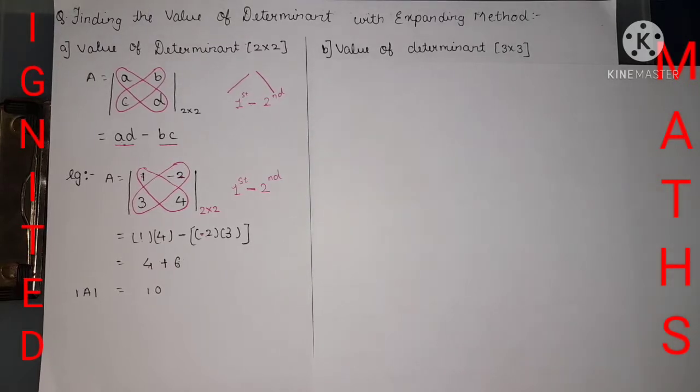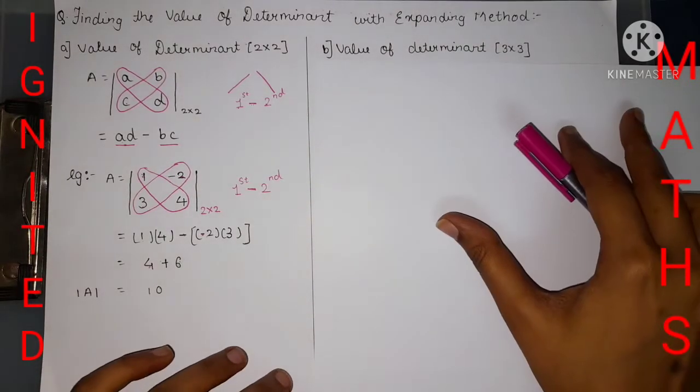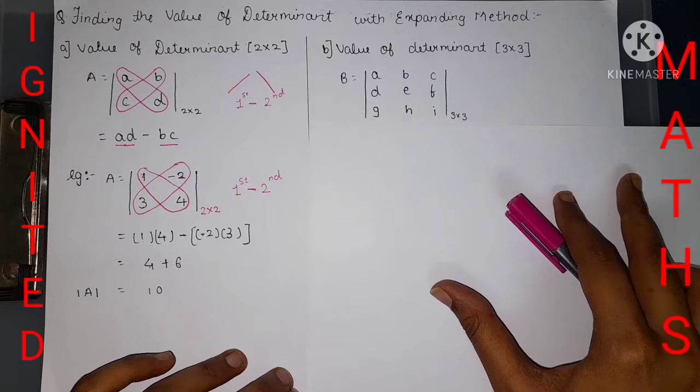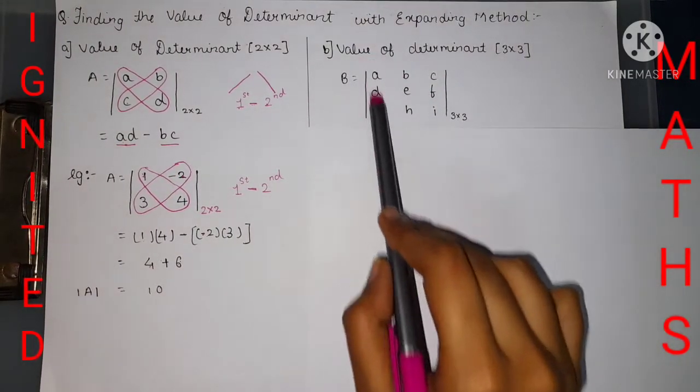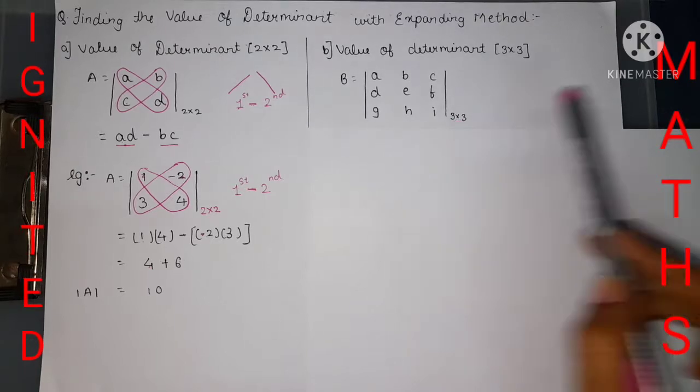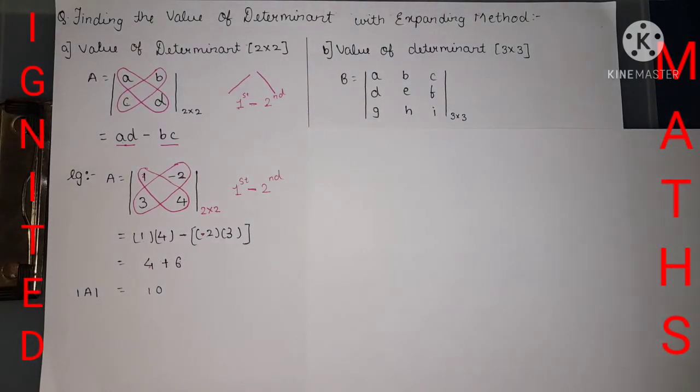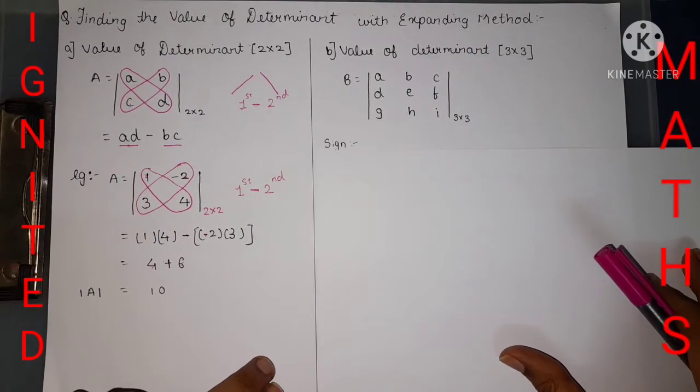of sign. Okay, so for that I have a 3 cross 3 determinant, because there are 3 rows and 3 columns, so the order will be 3 cross 3. Now let's discuss the sign.